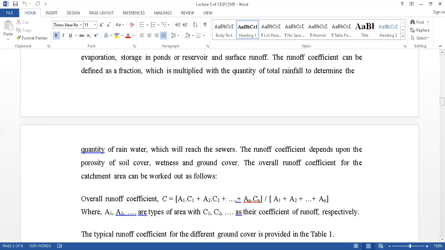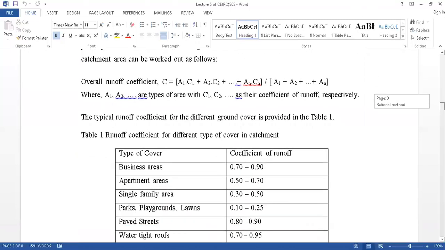What is sigma AC? Sigma AC is nothing but A1C1 plus A2C2 up to AnCn, divided by sigma A. So this way we can calculate the runoff coefficient of the whole area, which independently has different areas having different surface runoff, by using the weighted average.